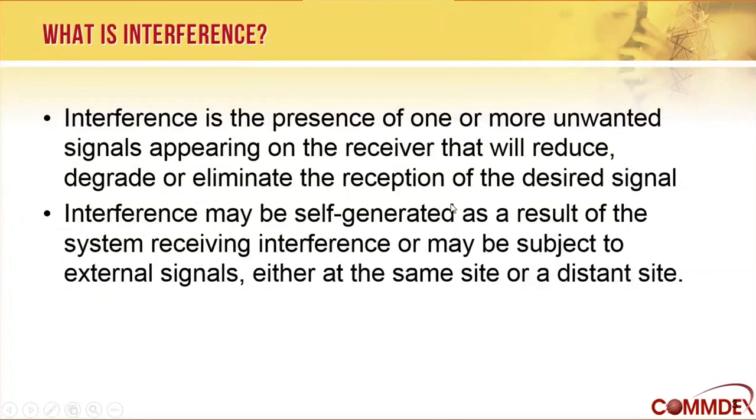So let's define interference. What is it? It's defined as the presence of one or more unwanted signals appearing on your receiver that will reduce, degrade, or eliminate the reception of the desired signal. So you're trying to hear one thing and you're hearing something else instead. Interference can be self-generated as a result of the system receiving interference or as a result of external signals, either at the same site or a distant site. So part of our job as an interference hunter is to try to find the source and eliminate it or reduce it.